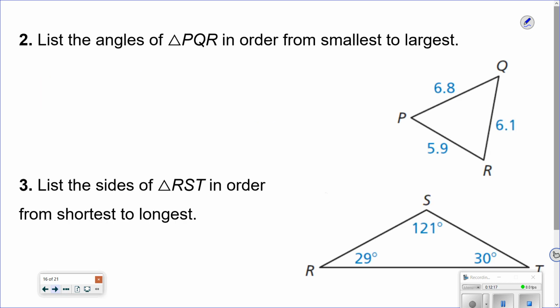You guys try these two real quick. Number 2 says list the angles of PQR in order from smallest to largest. So look at the sides. The smallest side is 5.9, so angle Q would come first. It's the shortest. Next is 6.1, so angle P. And the largest side is 6.8, so angle R would have to be the largest.